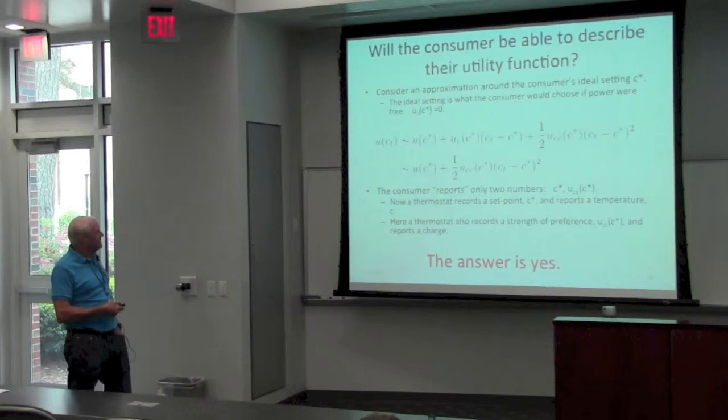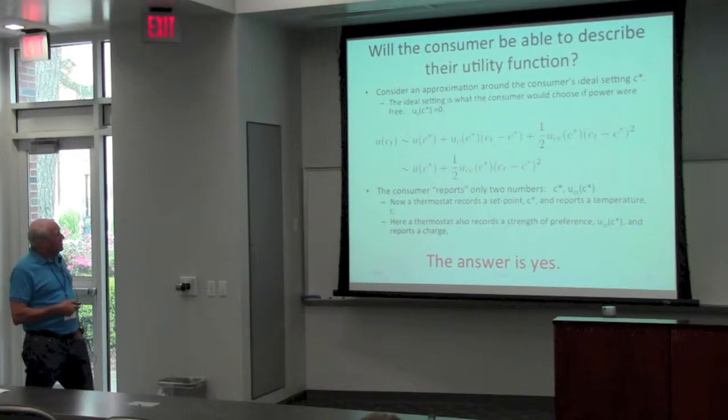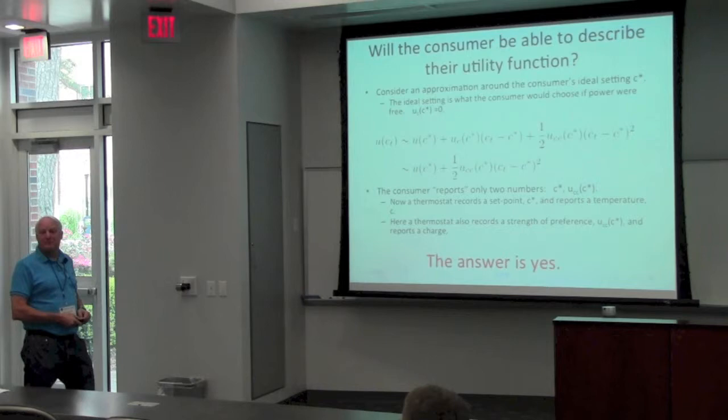Well, if we consider a local Taylor series approximation, this quadratic approximation of the utility function around their ideal setting. The ideal setting is what they would choose to consume if they didn't have to pay for power. So this is where you'd set your thermostat in your house if power were free. Okay?